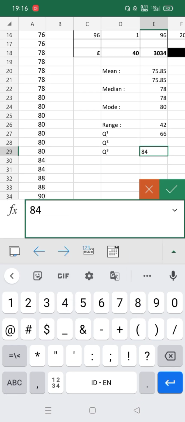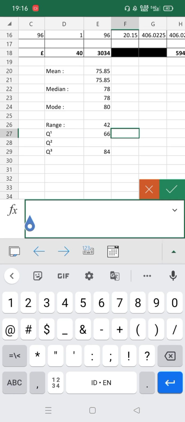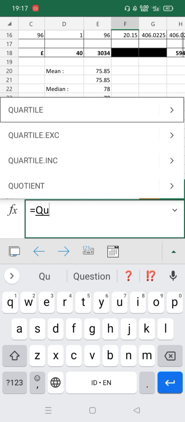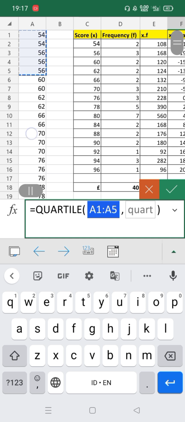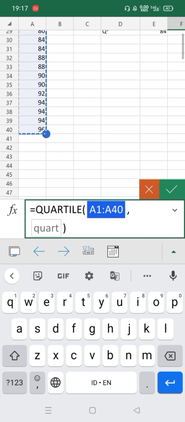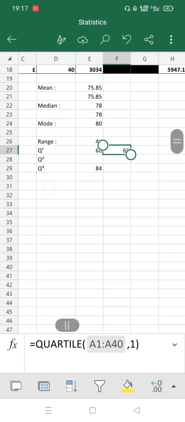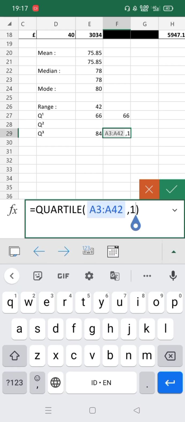For you guys who are still wondering how to do the manual way, here I have the easiest way to look for the quartile. You just do the formula equal quartile, array, and this is the array. Then you need quartile 1. Click, and there you go. It is the same, right? And for the third quartile, you just need to do the same.